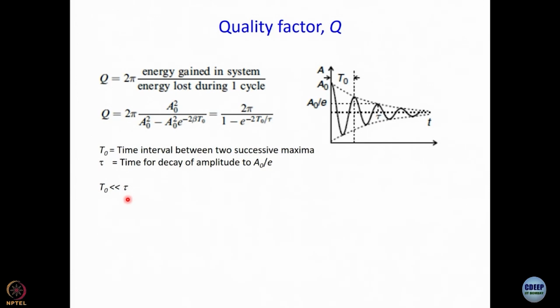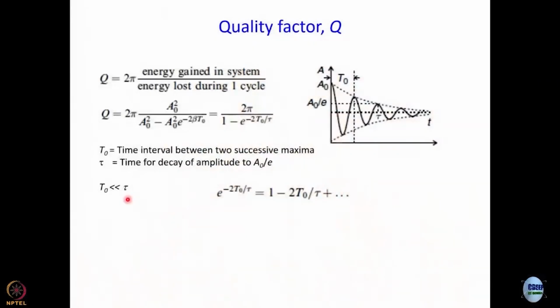Now, this is a technique that we have used in almost all physical chemistry courses. If you do quantum mechanics, statistical mechanics, whatever, you always use this kind of an approximation. T0 is much smaller than tau. So, how do I expand e to the power minus 2 T0 by tau? E to the power minus x when x is very small?